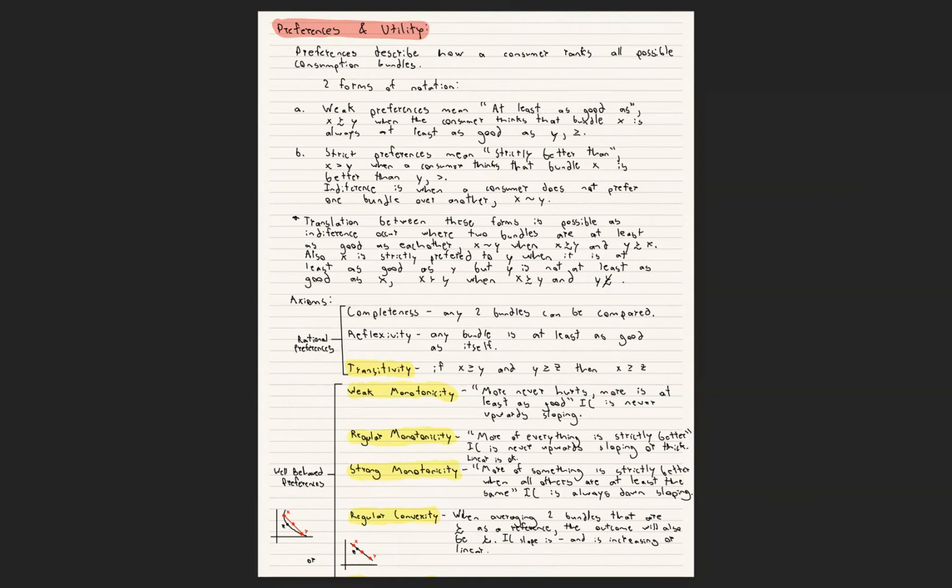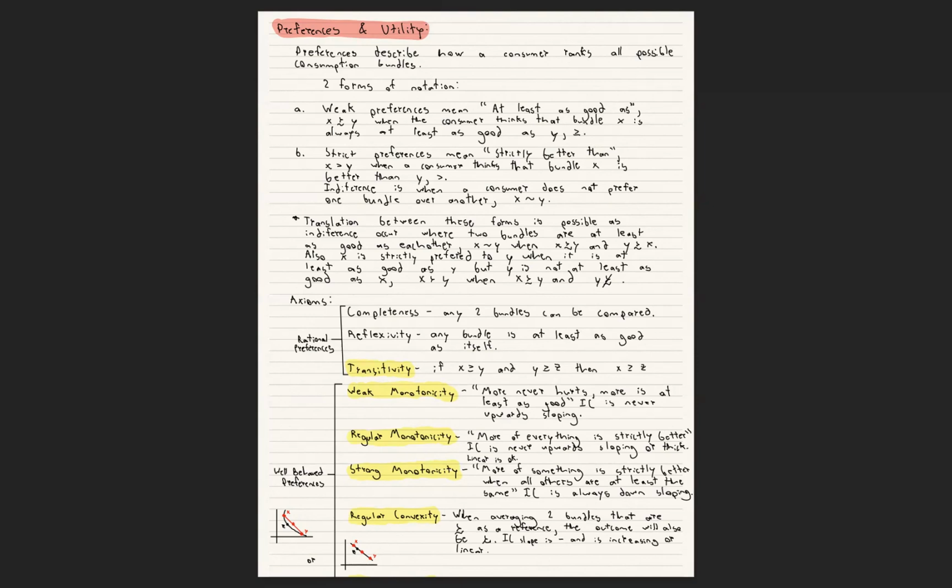Regular monotonicity says that more of everything is strictly better, and strong monotonicity says that more of something is strictly better when all others have at least the same amount. And again, you don't really need to understand the phrases that I just said, as long as you understand that with weak monotonicity, your indifference curve is never going to be upward sloping. Regular monotonicity is never upward sloping or thick. We can cover that in a second if anyone is not clear about that. And then, of course, you have strong monotonicity, just saying that the indifference curve is always downward sloping.